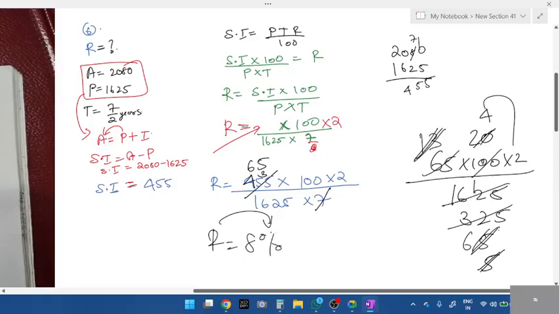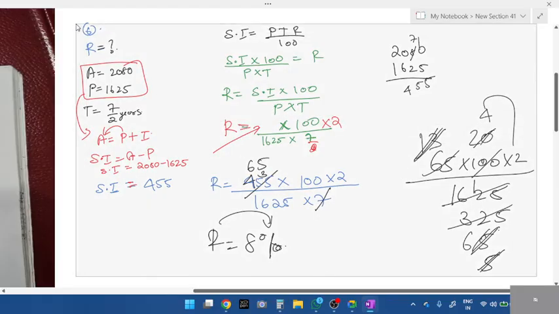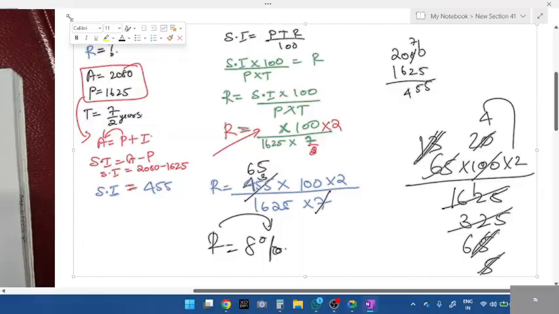Rate should always be in percentage. Remember that. Rate is always percentage. Shall we try the next one? Shall we try the next one, students? Okay, rate is equal to percentage.